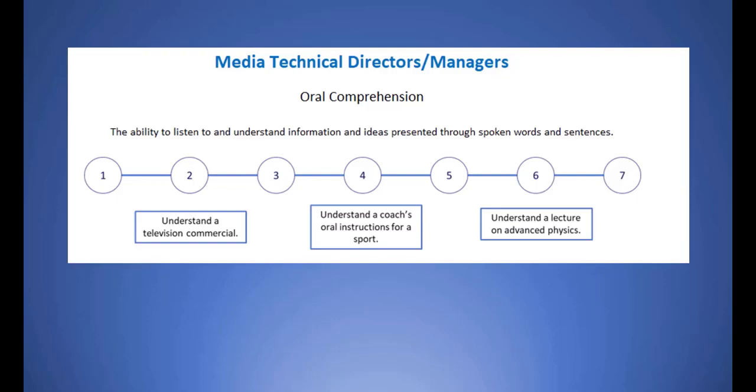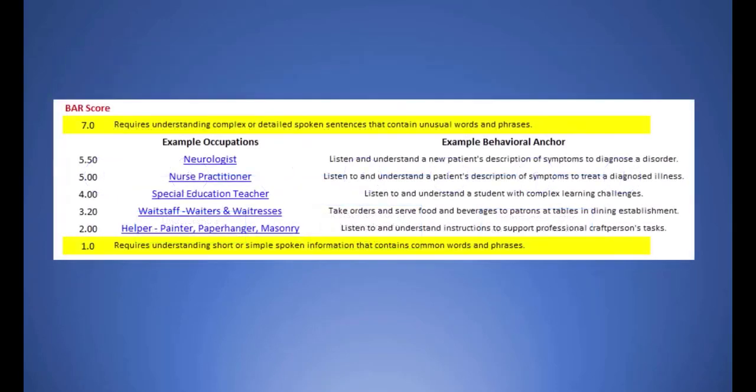Midway down the page, we have a whole set of behavioral anchors with an anchor at each end of the bar scale for the lowest and highest level of ability. The lowest level of ability, level 1, oral comprehension is behaviorally defined as understanding short or simple spoken information that contains common words and phrases. At the opposite end at level 7, oral comprehension requires understanding complex or detailed spoken sentences that contain unusual words and phrases. Then we have 5 exemplar occupations.